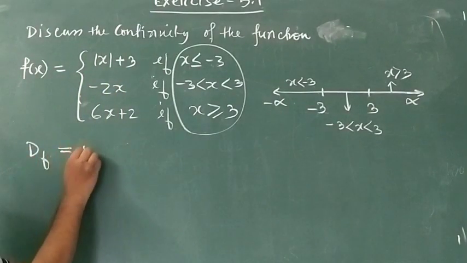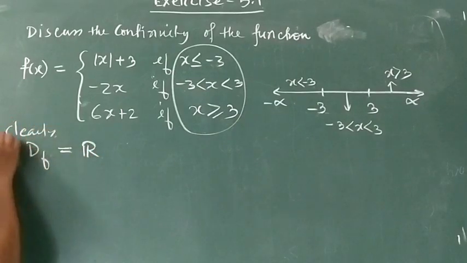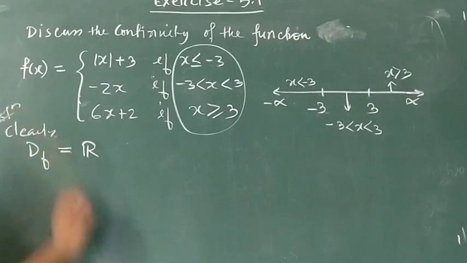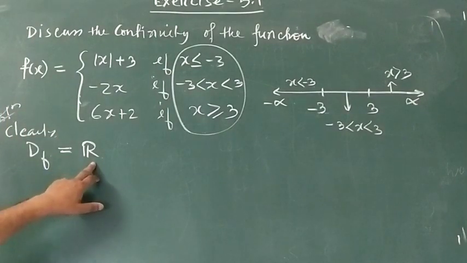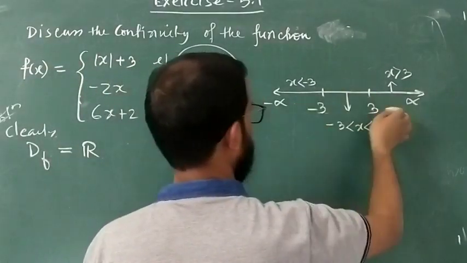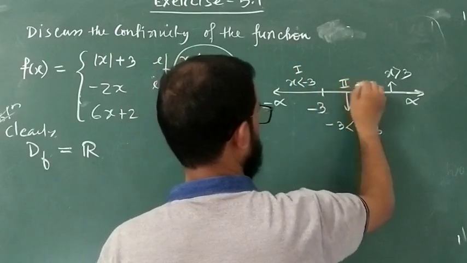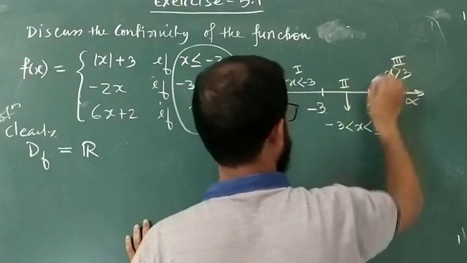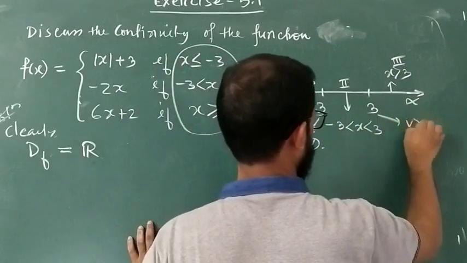the set of real numbers. Clearly this is the solution. The solution of the question is that the domain of the function is the set of real numbers, and the domain is divided into 5 categories. This is category number 1, category number 2, category number 3, this one 4, and this one 5.